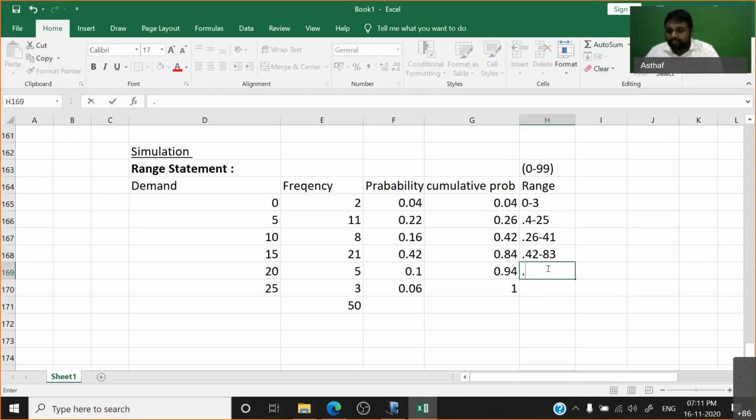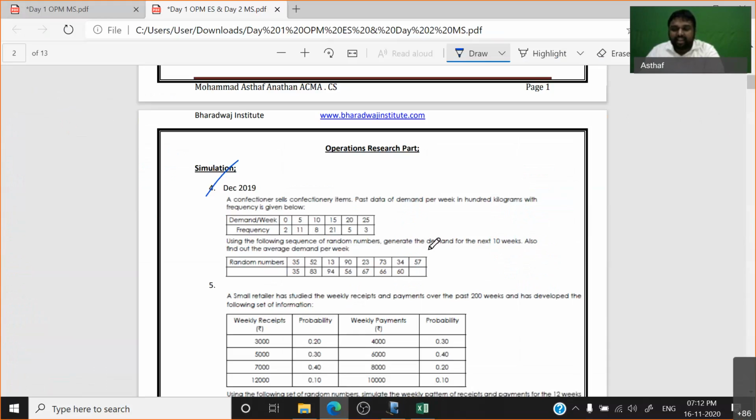Now 43 to 83, 84 to 93, 94 to 99. This is that. So once you understand this range, balance everything is easy. They were asking to generate demand for 10 weeks.